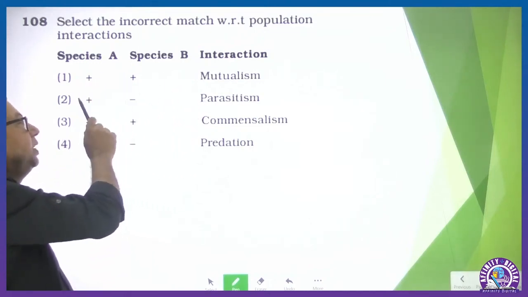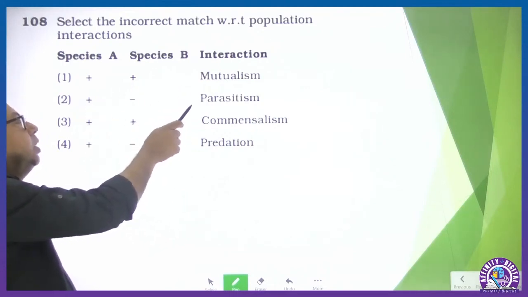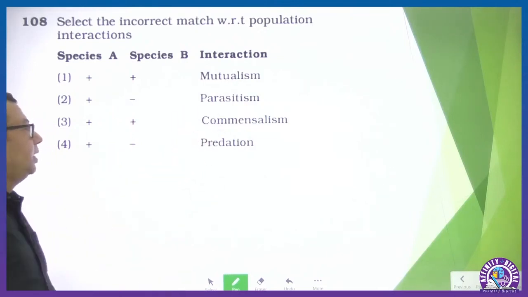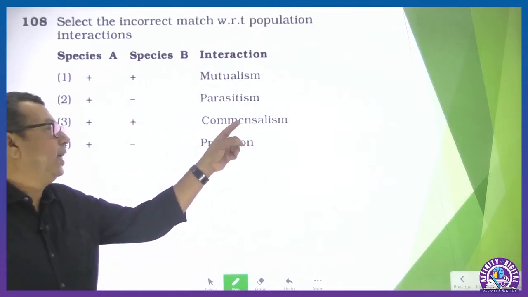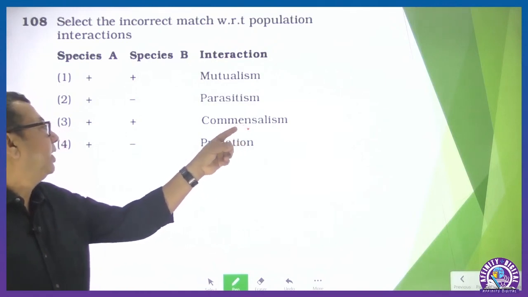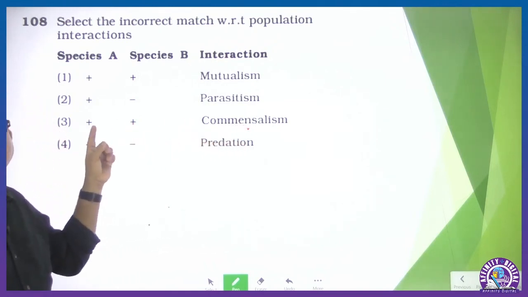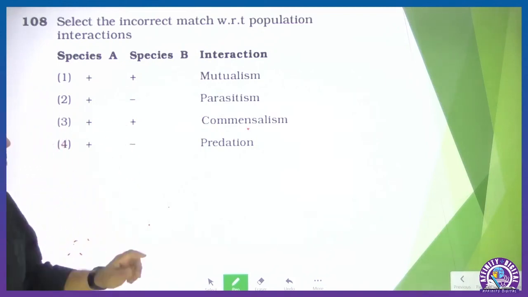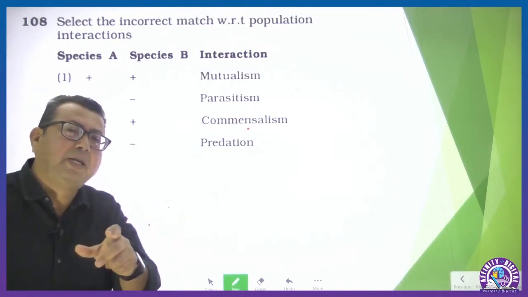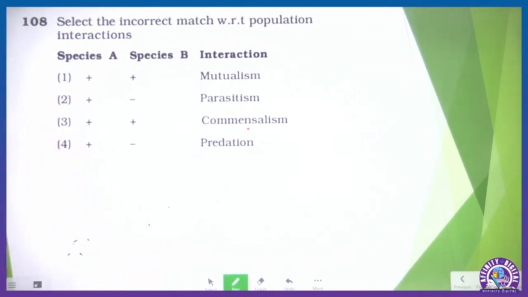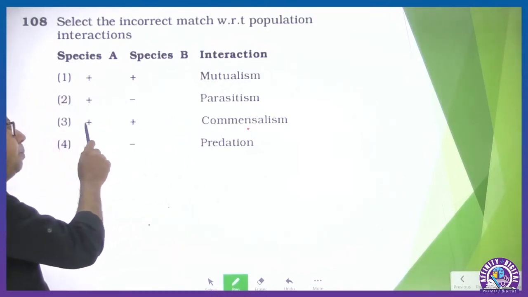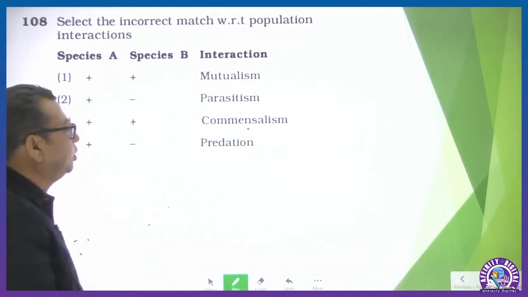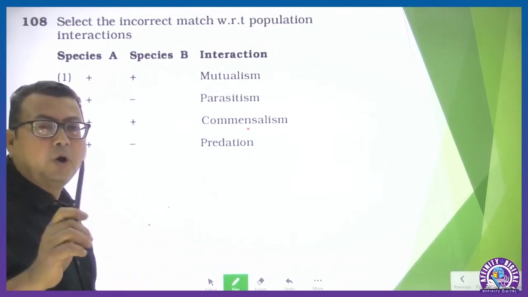Parasitism mein parasite is benefited, isliye plus. Lekin host is harmed, isliye what? Minus. Commensalism kya hai? Ek aisa population interaction hai jisme ek species benefit hota hai, dusra species harm bhi nahi hota hai, benefit bhi nahi hota hai. Matlab harm bhi nahi hoga, benefit bhi nahi hoga, to zero se represent karta hai. To commensalism ke liye ek ko plus, ek ko zero dena chahiye. Zero matlab neither harm nor what?